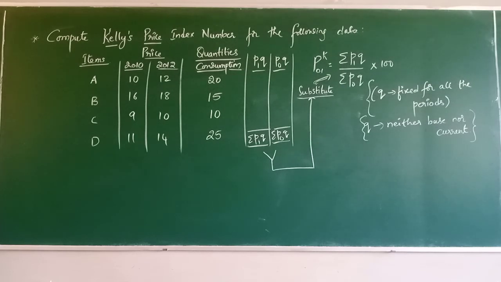Just P0 and P1 are given. Only quantities are given, neither base nor current. Only quantities, Q fixed for all the periods, both base and current. So according to those notations, P0, P1 and Q. According to the formula, multiply P1Q and P0Q, then find the totals and substitute in the known formula, that is Kelly's price index number equals summation P1Q by summation P0Q multiplied by 100.